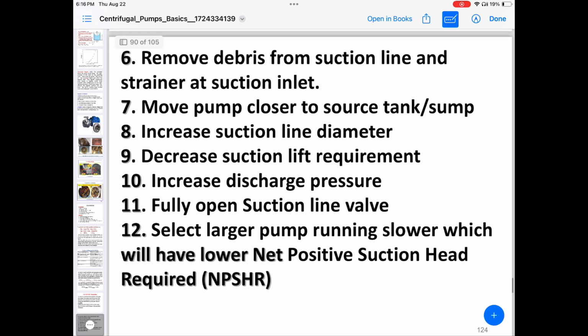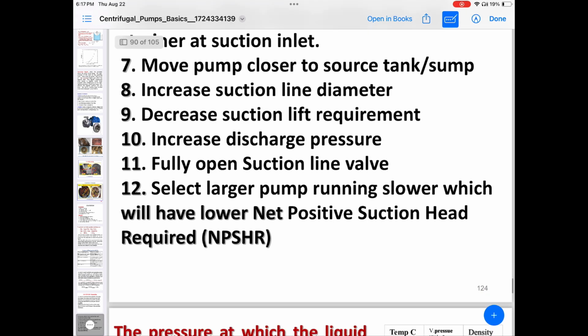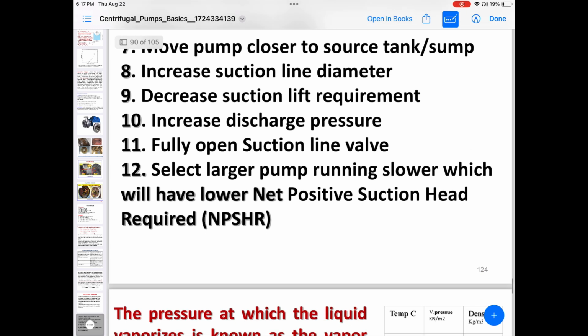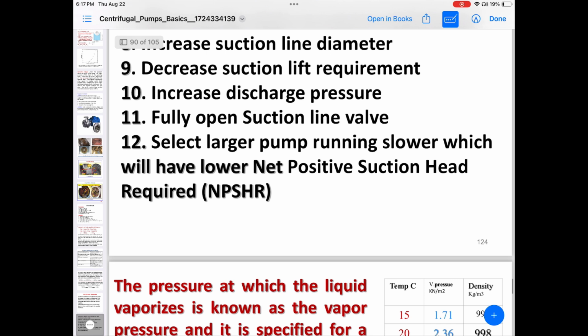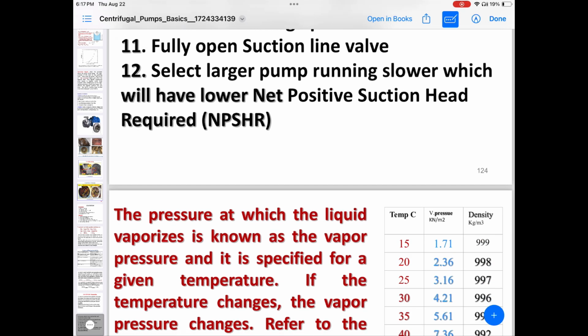Move the pump closer to the suction tank or sump. Increase the suction inlet diameter. Reduce the suction lift; recommended is to increase the discharge pressure. Fully open the suction line valve. Select a larger pump with slower speed, which has a lower net positive suction head. Recommended NPSH.